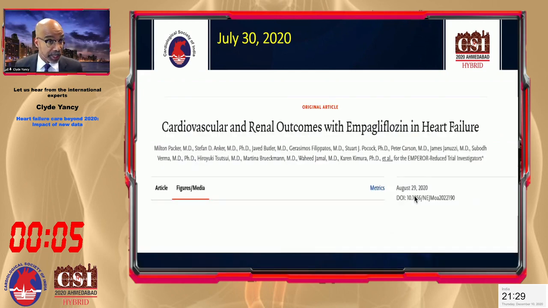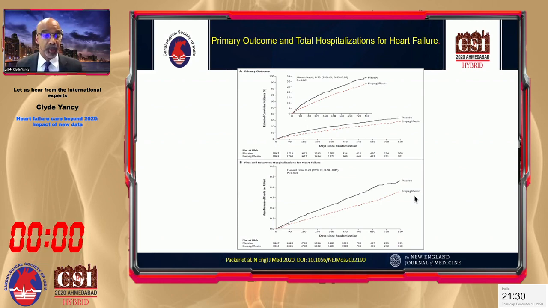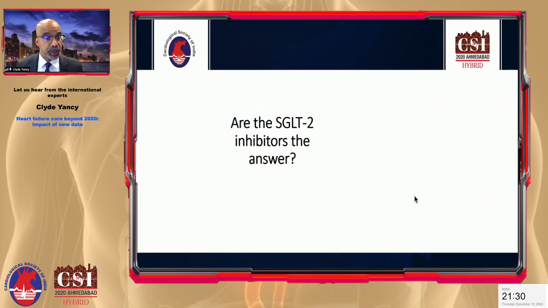And 1 month later, in the New England Journal of Medicine, we saw these data published and evaluated and presented at the ESC meeting. These data, again, showed a primary outcome and the totality of hospitalizations being in favor of an important treatment effect. If we look at the preservation of renal function, decidedly in favor of empagliflozin, so much so that this cardiorenal interface has become very important.